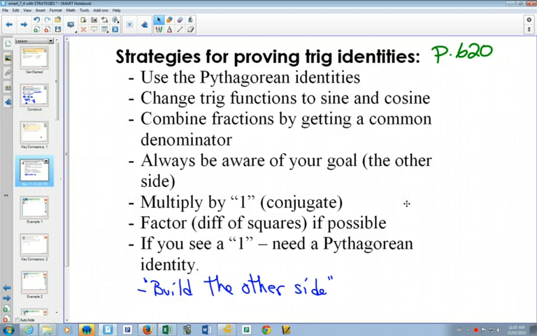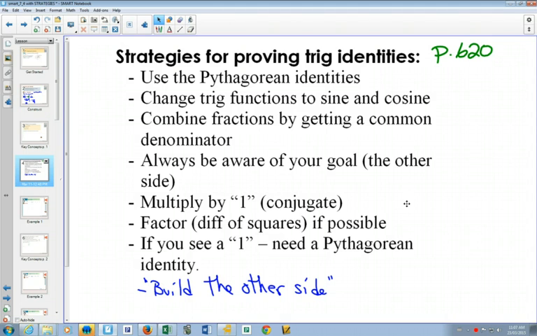Now the third one is the main strategy. The reason why we practice fractions so much in this unit is you're going to get fractions inside of fractions and fractions plus fractions. And so if you can combine your fractions, getting a common denominator, if you have a fraction divided by a fraction, multiply by the reciprocal, and get a single fraction on both sides of your equation, 90% of proofs can be done that way just using your fraction skills. You get a single fraction on either side.